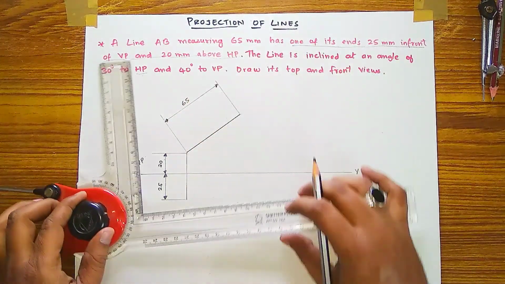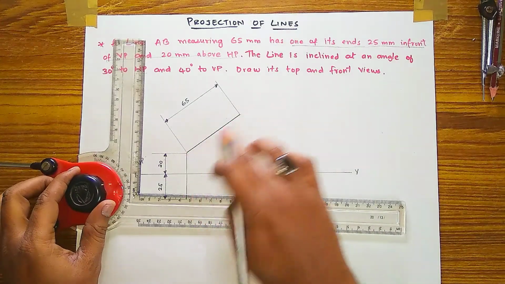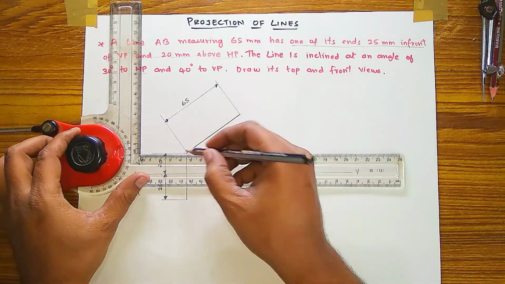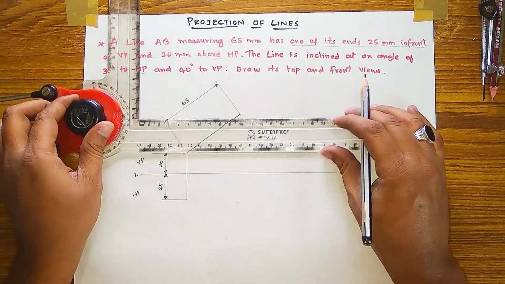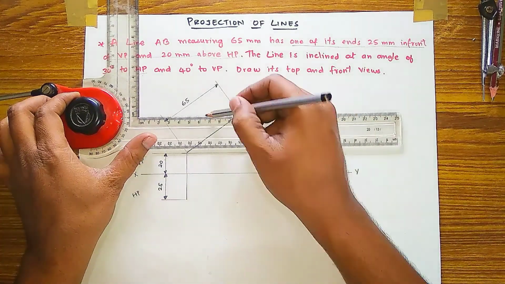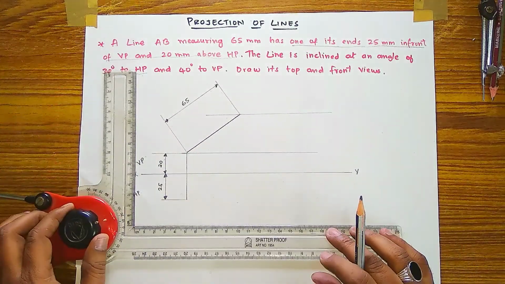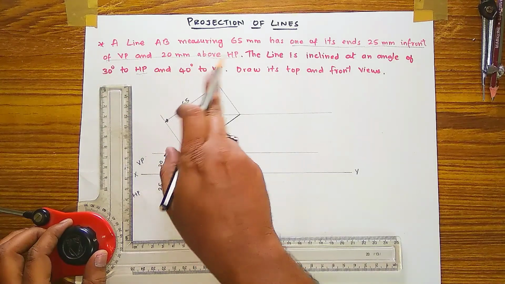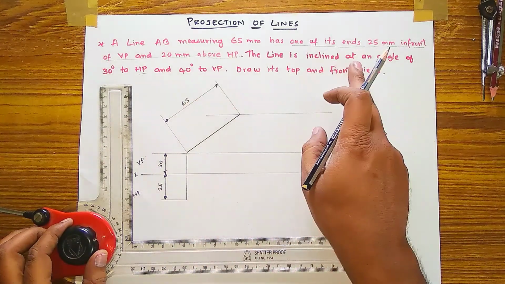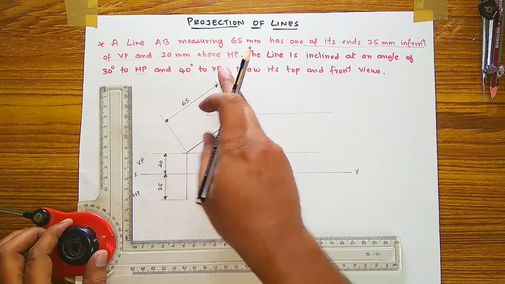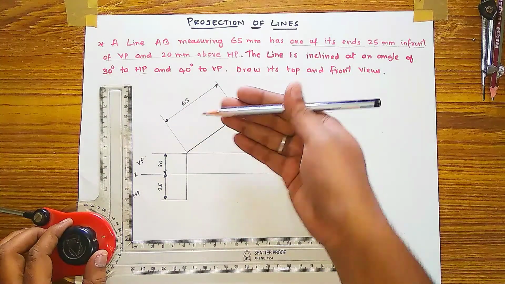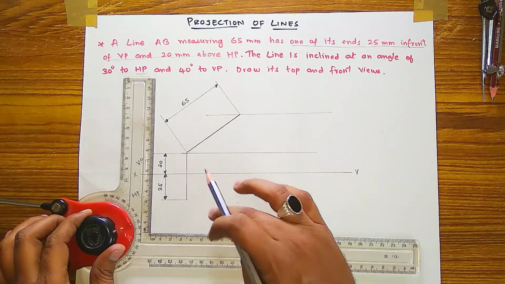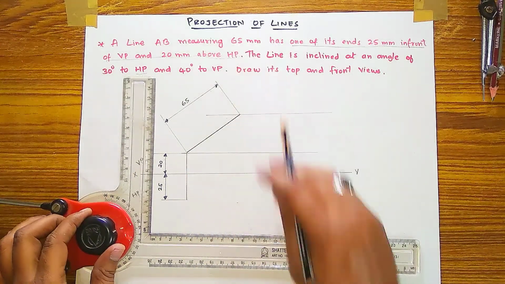And these are the two ends of this line. From there you have to draw the locus like this. From here and here, it should be parallel to XY line. Then, in downwards you have another angle, 40 degree to VP, means the line is inclined at 40 degree to VP. To VP is saying, so we have to draw that angle on HP. So here we have to draw 40 degree angle having 65 mm line.